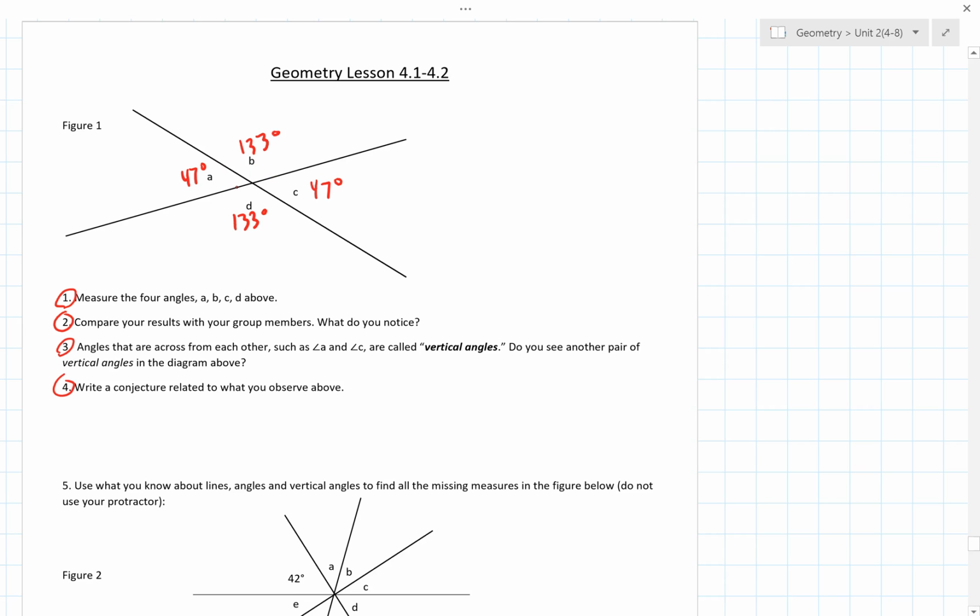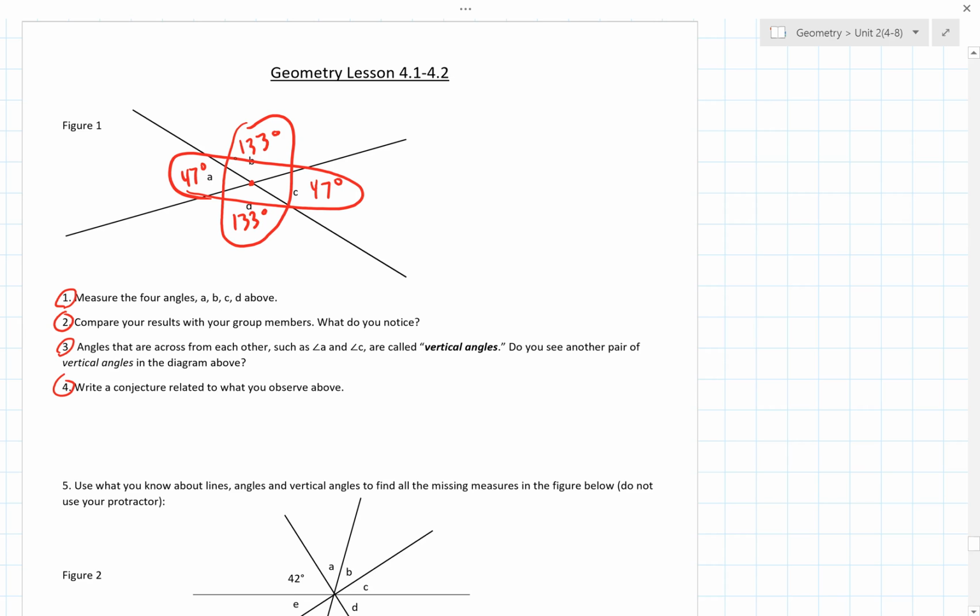Okay, so for now, you were supposed to focus on the angles that are across from each other, such as A and C. Those are called vertical angles. And do you see another pair of vertical angles in the diagram? The other pair is B and D. So we have two pairs of vertical angles. Those are the angles that are across from each other, and they share a vertex, but they're not adjacent to each other. They're across from each other. And so in step 4, you're supposed to write a conjecture related to what you observe about the vertical angles.